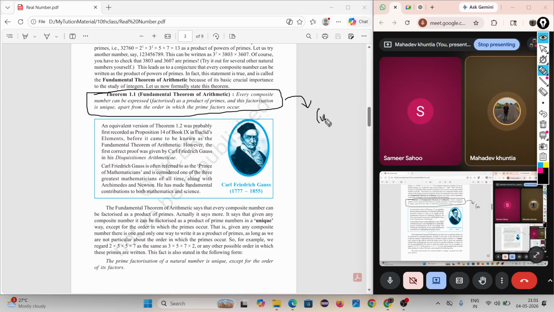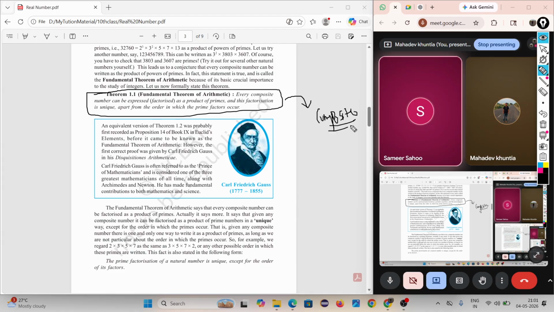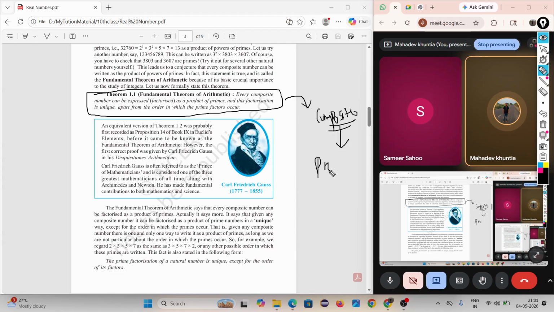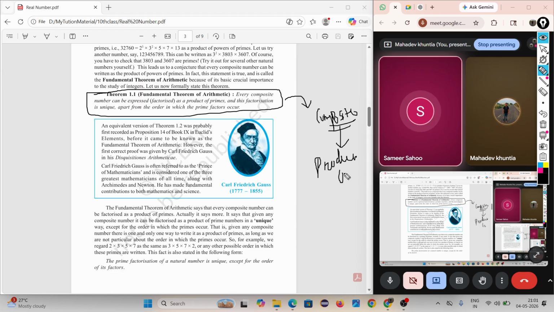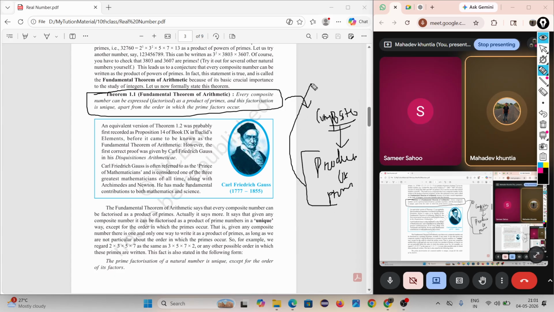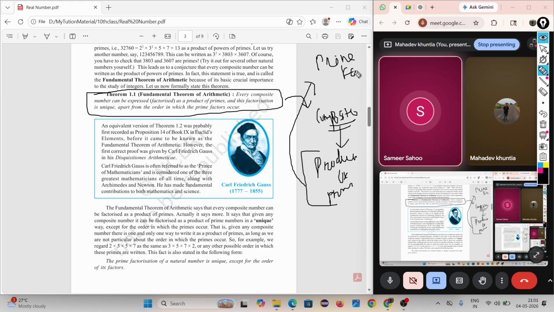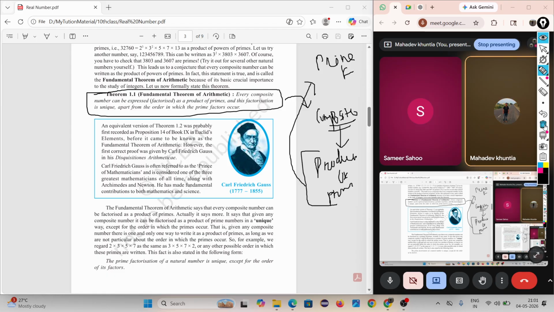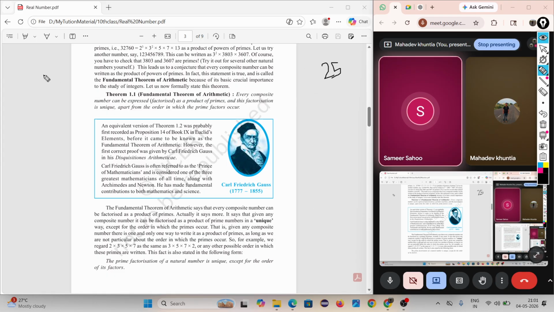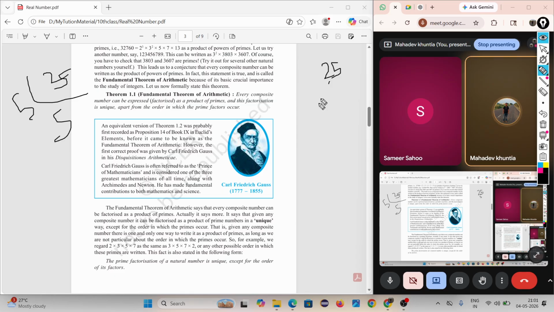Every composite number, not every number. Every composite number we can write as a product of prime numbers. And this is how we find it, by one method called prime factorization. Prime factorization means dividing the given composite number by prime numbers. So I can write 25 as the product of 5 into 5, or 5 squared.